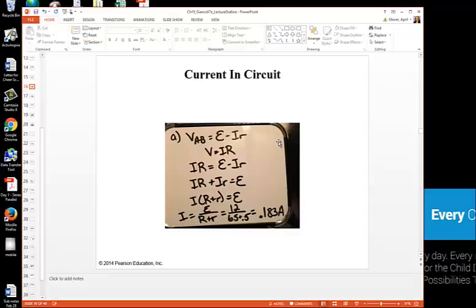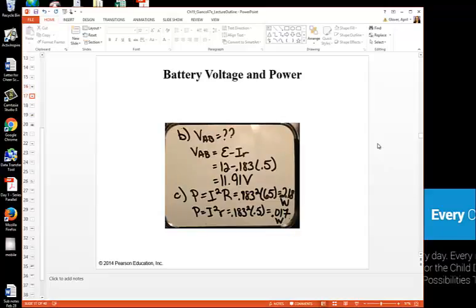Feel free to pause this as you're going through it, slow down, go through it at your own pace. Okay. Then, for part B, you're going to find the terminal voltage of the battery. So you're going to use that same equation, the VAB equals E minus Ir. Remember that your VAB should always be smaller than your E, because your EMF is your ideal voltage that it can produce, whereas your VAB is what's actually being produced. So that's always going to be a smaller value. Maybe just a little smaller, but it's always going to be smaller. Okay, so you're going to use 12 minus 0.183 times 0.5 gives you 11.91.